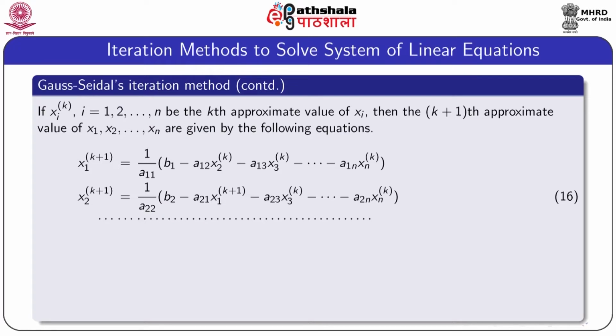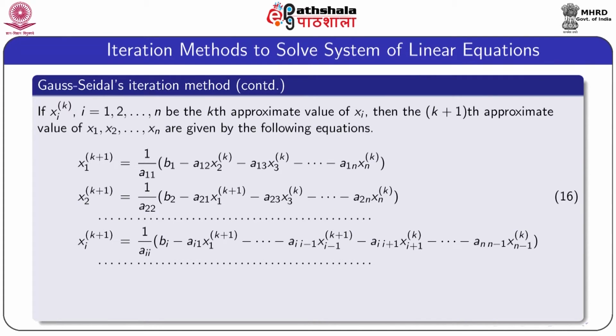Next, we calculate the (k+1)th iterated value of x2 using this formula. In this formula, we have used the (k+1)th iterated value of the variable x1, that one obtained in the first equation, and the kth iterated values of the variables x3 to xn. Using these values, we calculate the (k+1)th iterated value of x2.